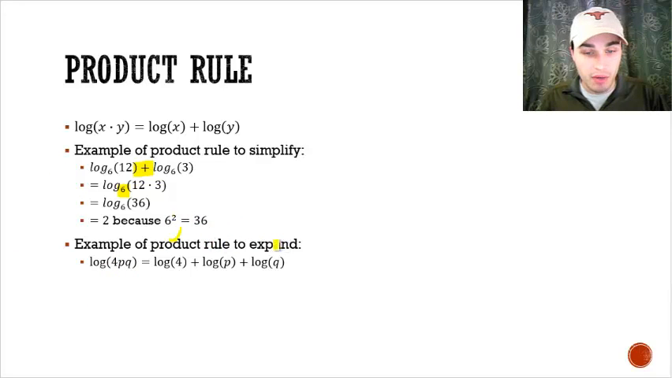Then an example of the product rule used to expand something down here. So log of 4pq, all of these things are multiplied together. Well, any product can be pulled apart as addition of each log individually. So log of 4 plus log of p plus log of q.